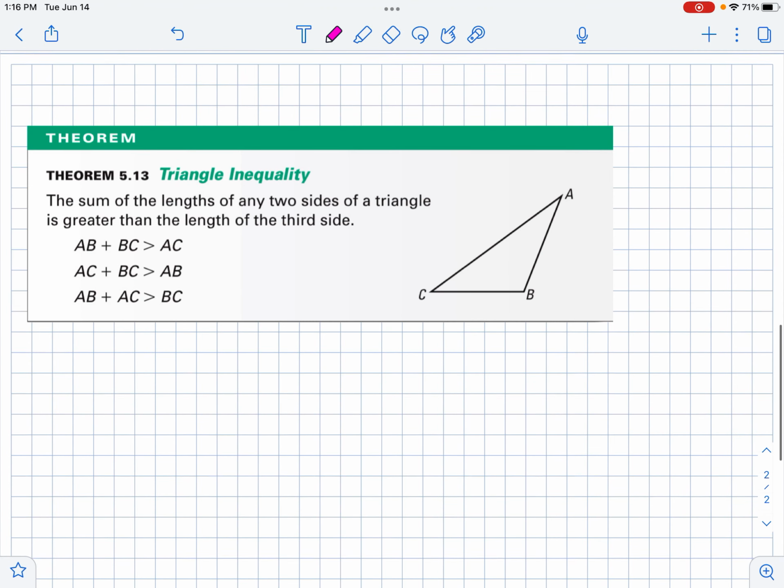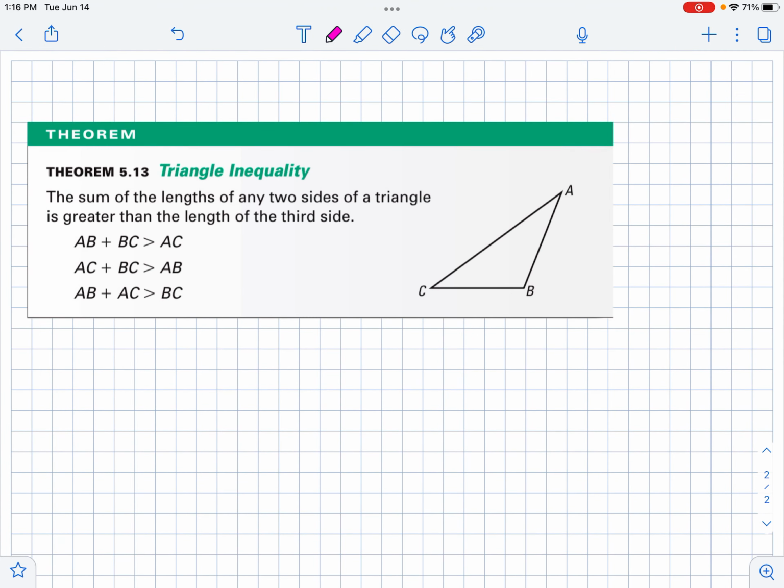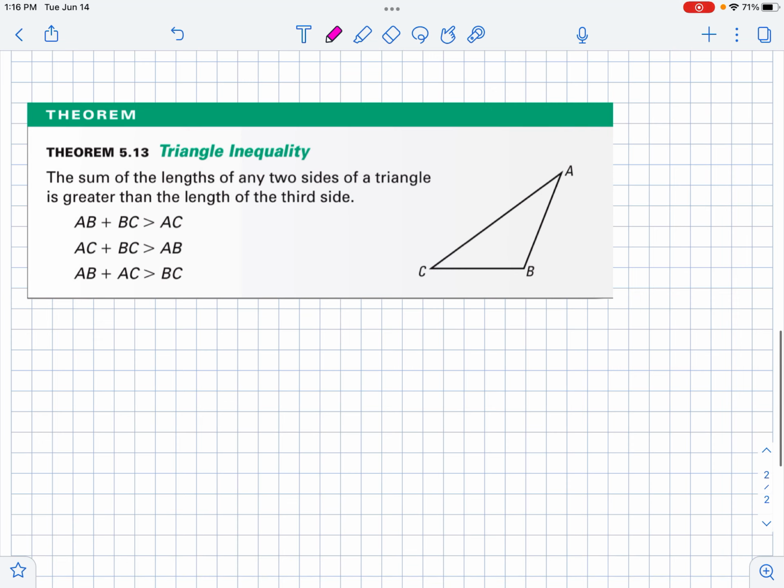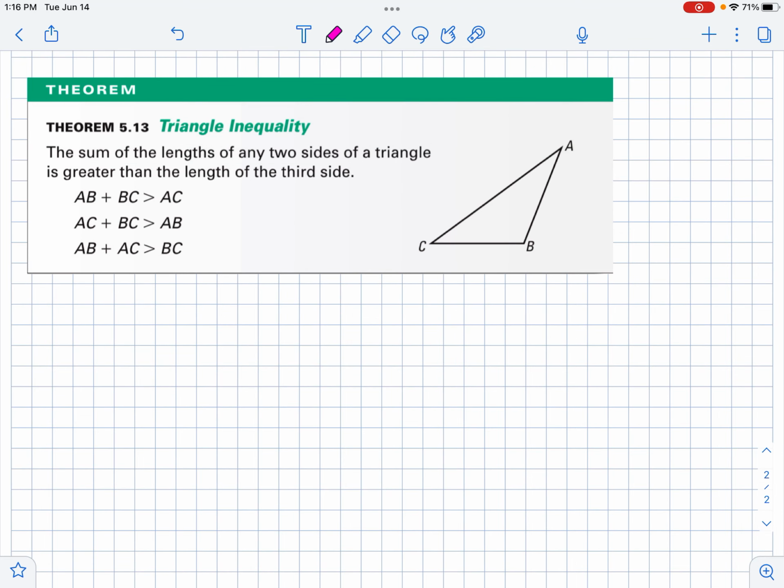Okay. And the next thing we have is the triangle inequality. And it says that the sum of the lengths of any two sides of a triangle is greater than the length of the third side. So, you could have a triangle like this. You could have, let's say, a side of 4, and here is 3, and this 5. Now, this is a 3, 4, 5 right triangle.